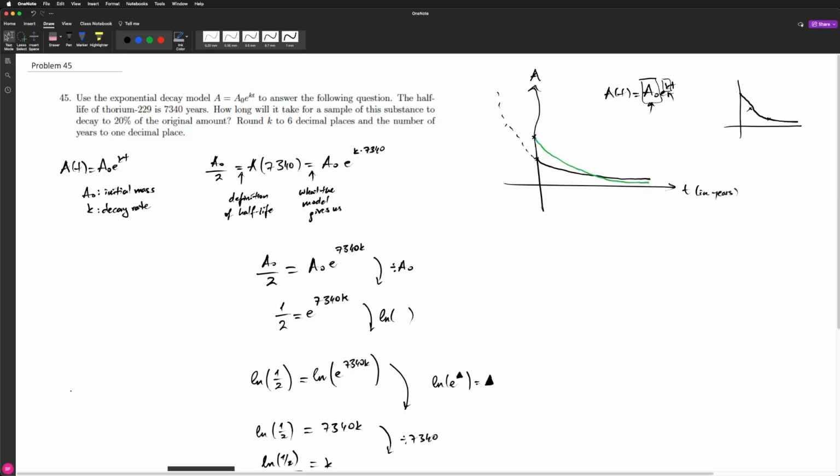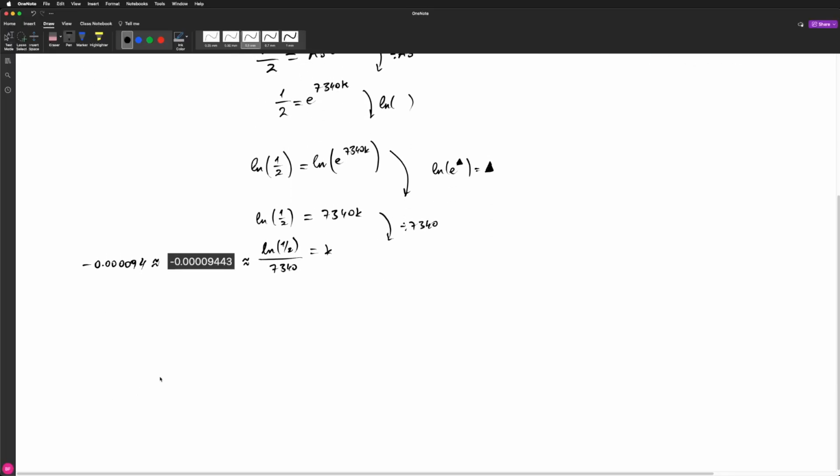And part 2 is how long will it take for a sample of the substance to decay to 20% of its original mass? So I don't know that time. I'm going to denote it by t. And on one hand, I want 20% of my initial mass. 20% is the same thing as 1 over 5. So I'm going to write A0 over 5. This is what I want.